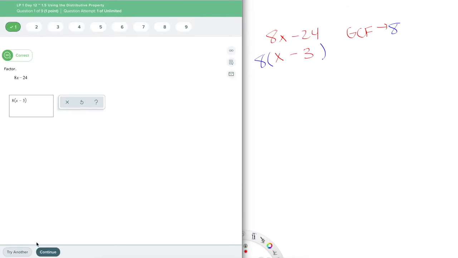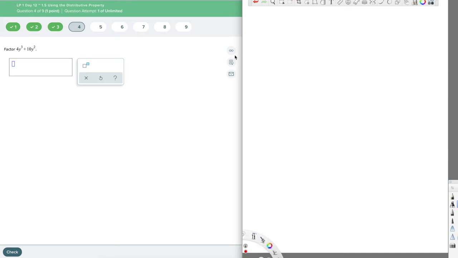All right, next we'll go with red again. So now it's actually asking me to factor it. I still have to find the greatest common factor of 4 and 10. So the GCF of 4 and 10 is going to be 2. They can both divide by 2, but nothing bigger. 4 can divide by 4, but 10 can't divide by 4.